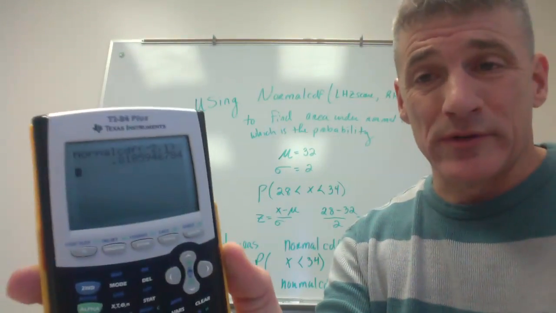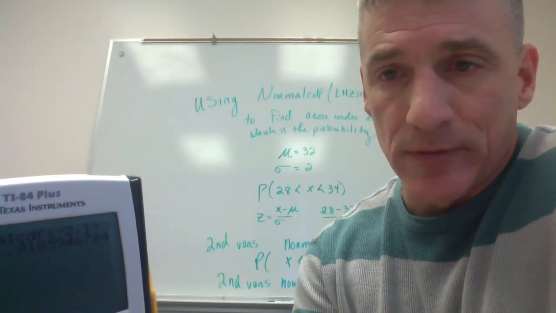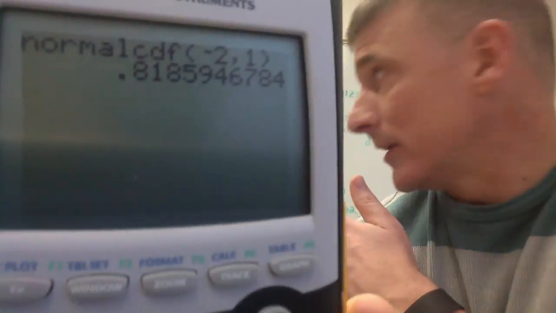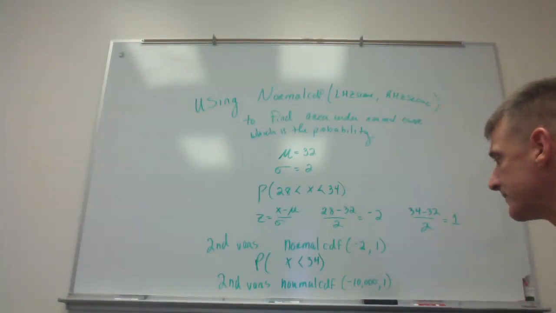So you had an 81% chance, or your probability is 81 or 82% if you round up. Okay, so you have an 82% chance of finding something that is between, if it was heights, say 28 inches to 34 inches. All right. The next one that's listed below.